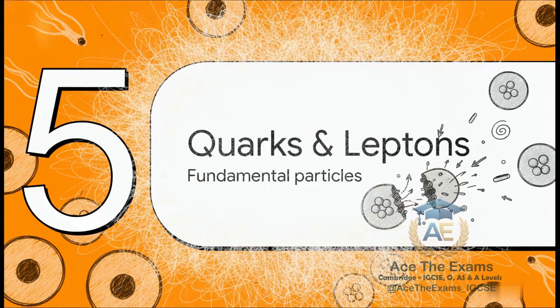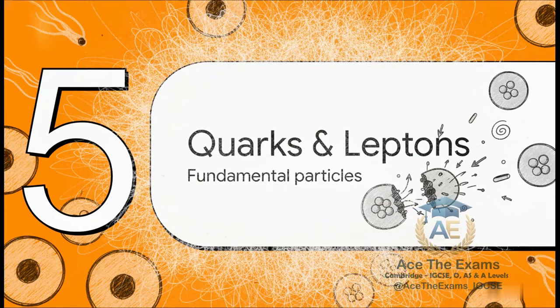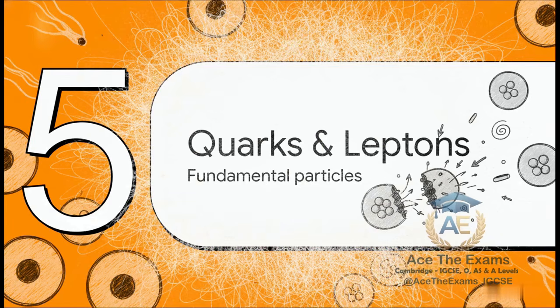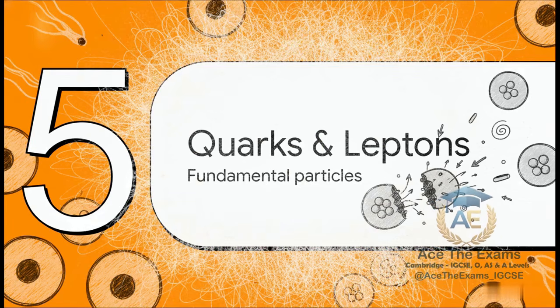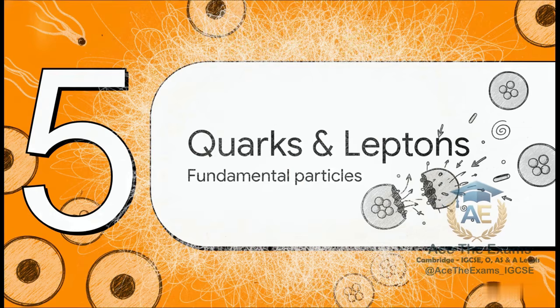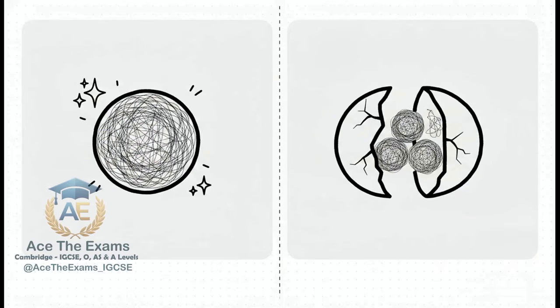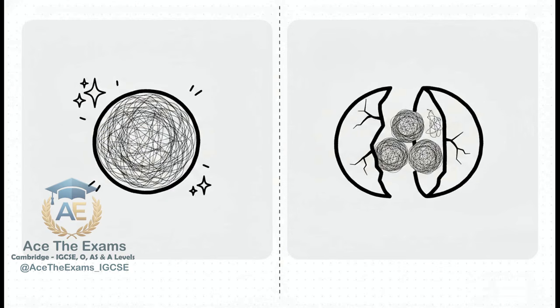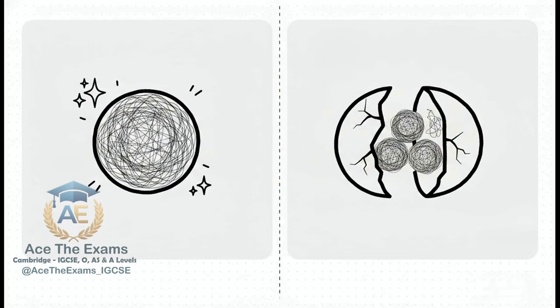Section 5. Quarks, leptons, and hadrons. We are going to crack open protons and neutrons themselves to reveal the absolute fundamental layers of our universe. To even begin to understand this subnuclear realm, we have to categorize the massive particle zoo into two main families.